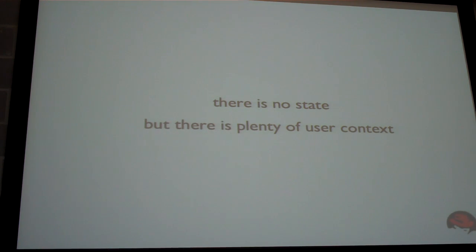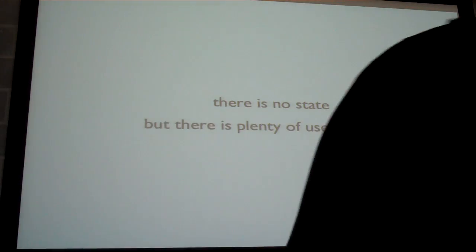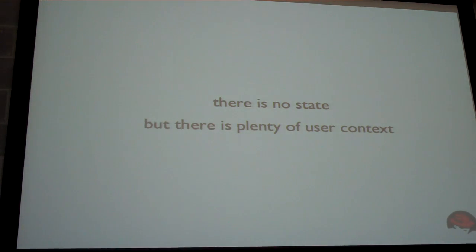We have a drawing application. I might select the color red and start painting in red, might select the color green and start painting in green. And now I expect that my left finger paints in green and my right finger paints in red. This is the user context I'm talking about.